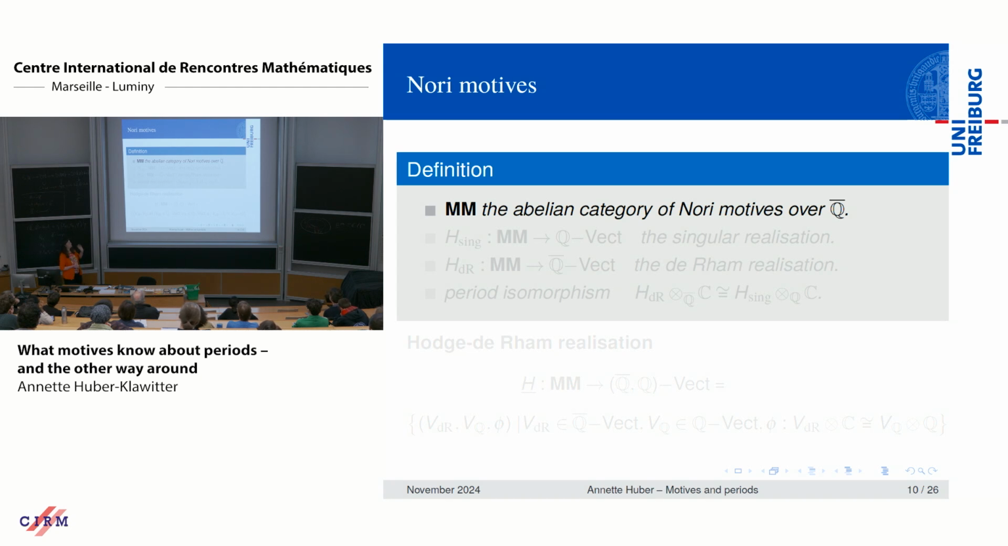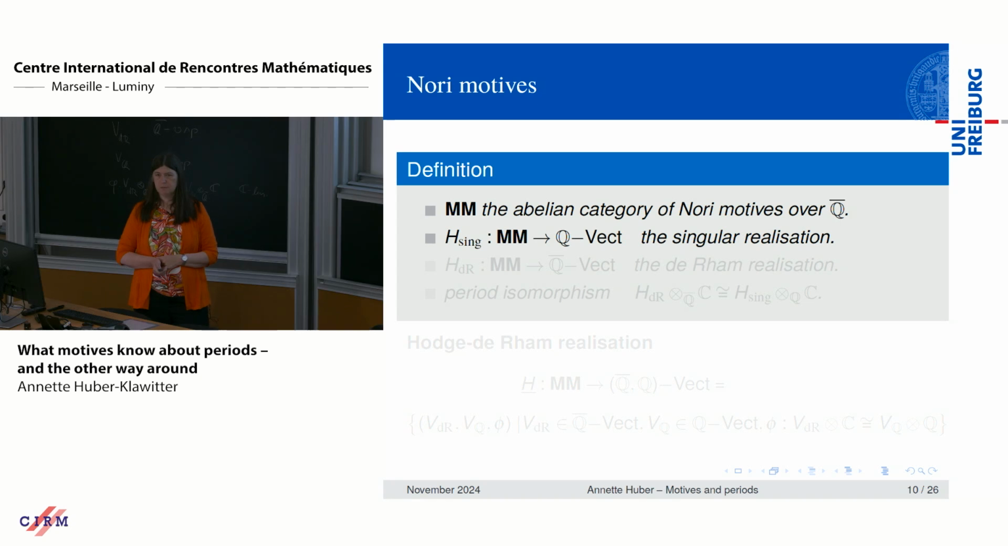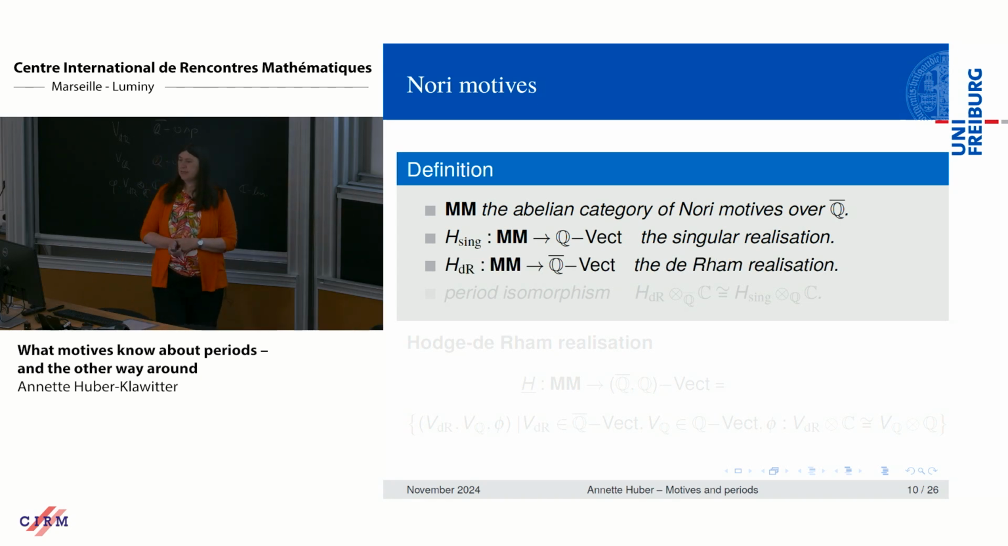And I'm restricting to the case of motives over Q bar. You can do that for any field of characteristic 0. We are restricting to Q bar. What you need to know is that motives have realizations. So every Nori motive has a singular realization. That's a finite dimensional Q vector space. And it has a de Rham realization. That's a finite dimensional Q bar vector space. So over a more general field, that would be a K vector space. It's Q bar because I'm working over Q bar at this point.